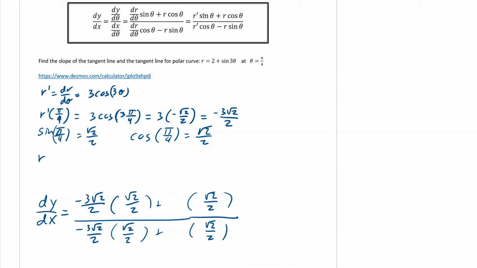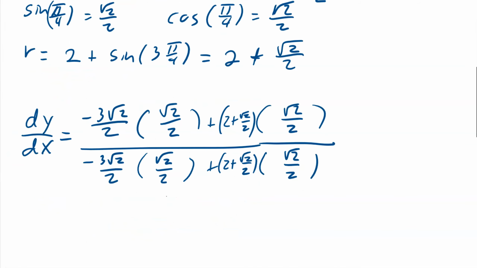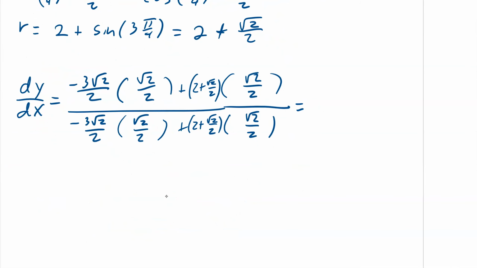Now we just need r. So r is 2 plus sine of 3 pi over 4. And that becomes 2 plus, and for sine 3 pi over 4 on the unit circle, you get rad 2 over 2. You can also just plug these in the calculator, and then you already know what to plug in. So we end up with 2 plus rad 2 over 2, and 2 plus rad 2 over 2. Okay. Now it's just a matter of simplifying.